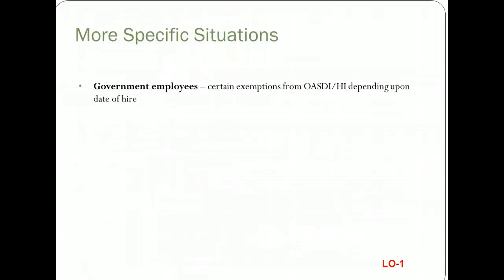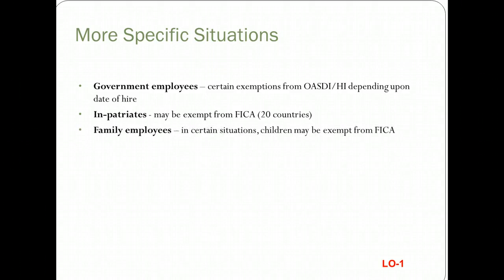Certain government employees are exempt from Social Security depending on their date of hire. Impatriates, which would be people that are working in the United States from other countries. We've got agreements with over 20 foreign countries so that people from their countries don't get taxed in ours and in the country they came from. That would be double taxation.